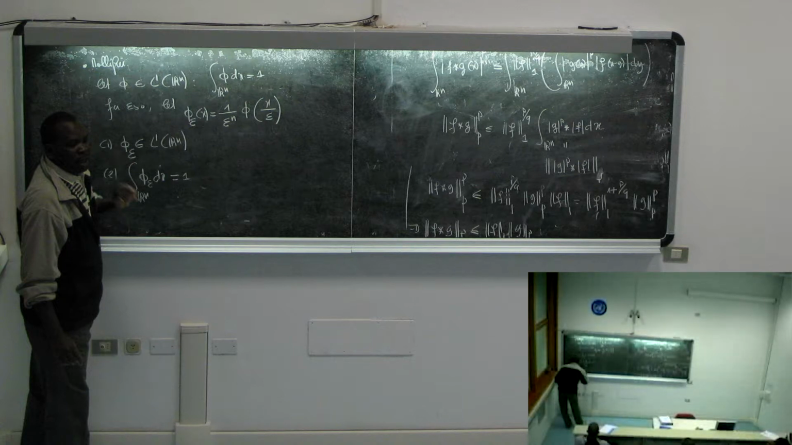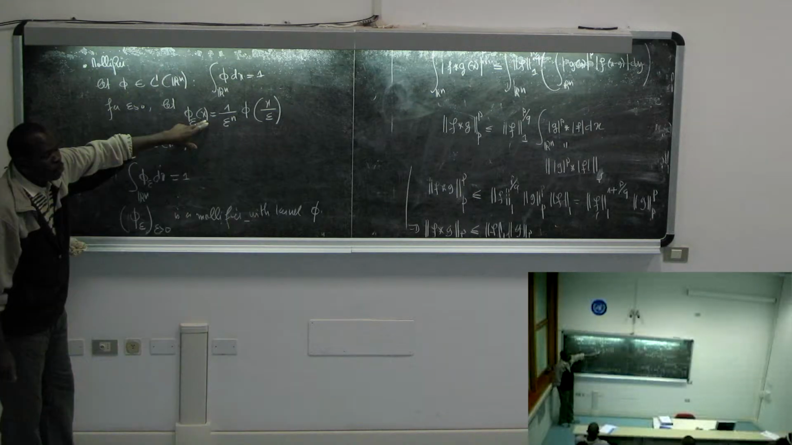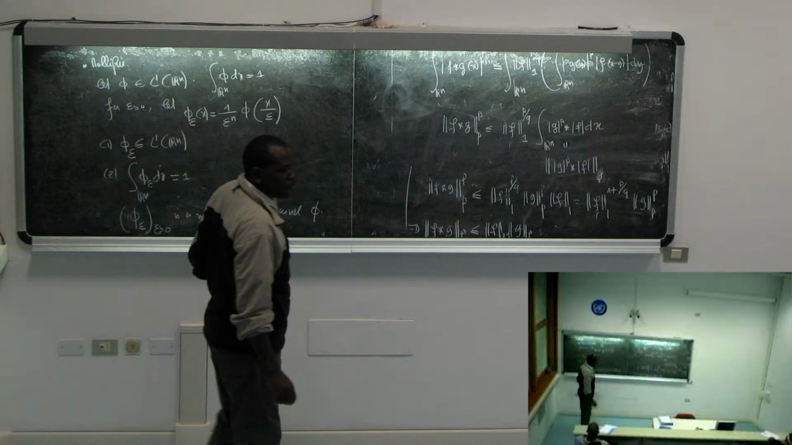So this family phi epsilon, where epsilon is positive, is a modifier with kernel phi. So anytime you fix phi, you can define a modifier phi epsilon like this. Phi epsilon of x is 1 over epsilon power n times phi of x over epsilon. Each phi epsilon is a function in L1, and the integral of phi epsilon also is equal to 1. So this is the first thing you need. What do you mean by modifier? Modifier with this kernel.